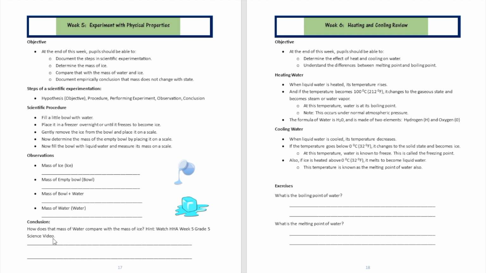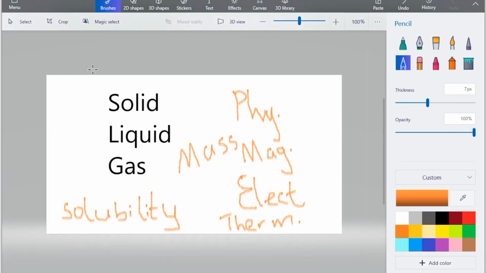So the conclusion is, how does the mass of water compare to the mass of ice? And the answer is that it is the same. Now, what are we talking about? Let's try to draw it real quickly over here.